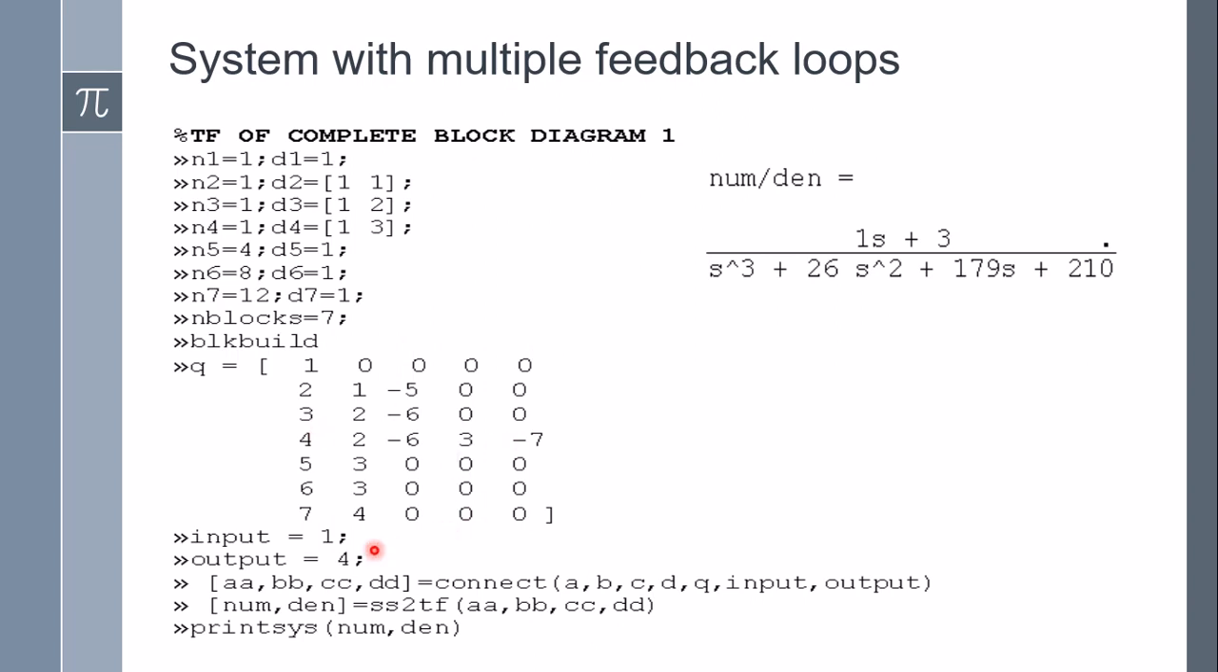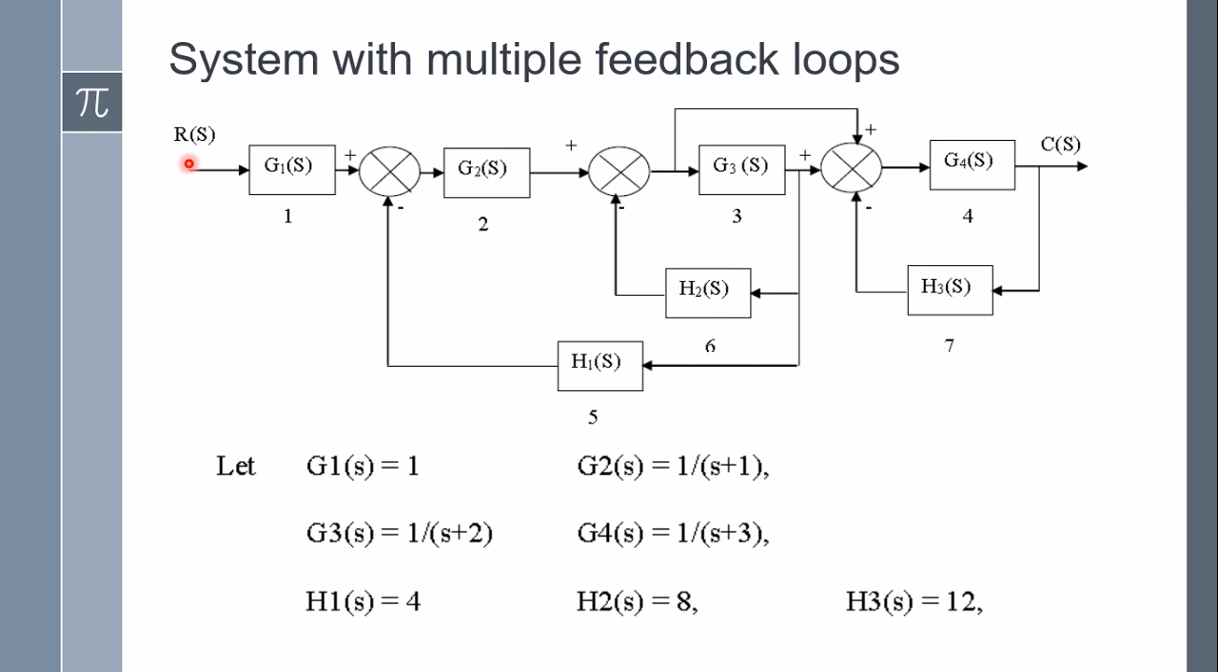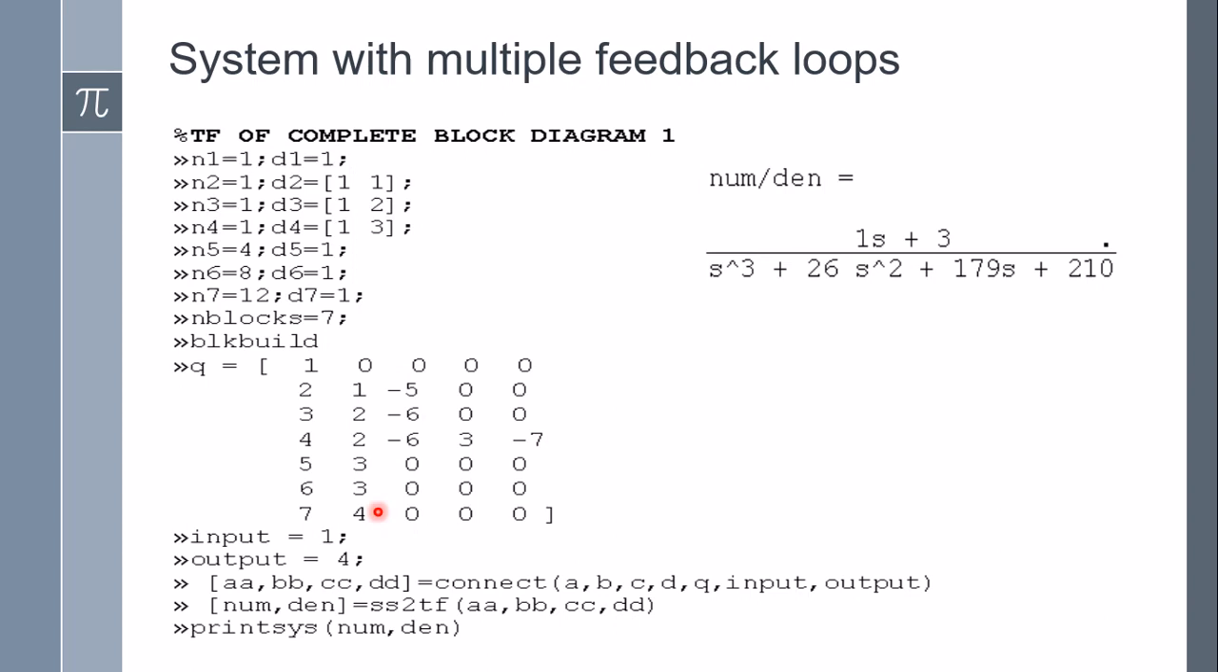We made it. Next we need to say to which block we are giving the input and from which block we are taking the global output of the entire system. Here, input is to block 1 and we are taking the output from block 4. So I am declaring two variables, input and output. Input is block 1 and output is block 4. So I provided all the information regarding the connection.